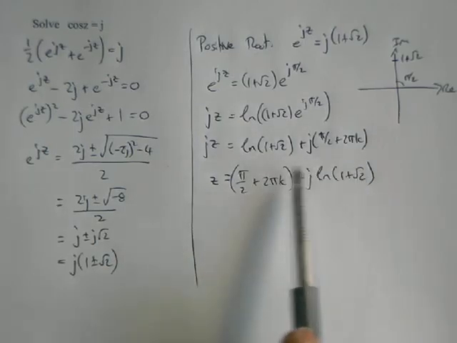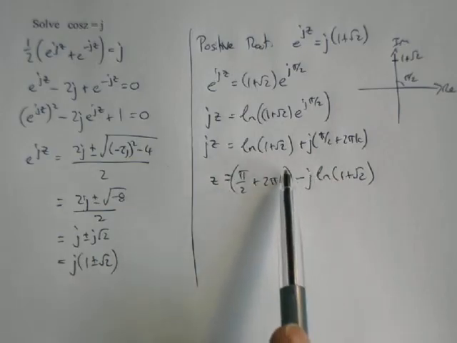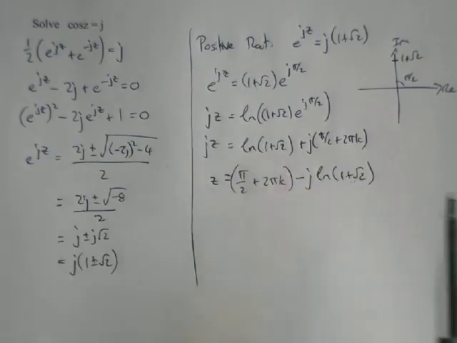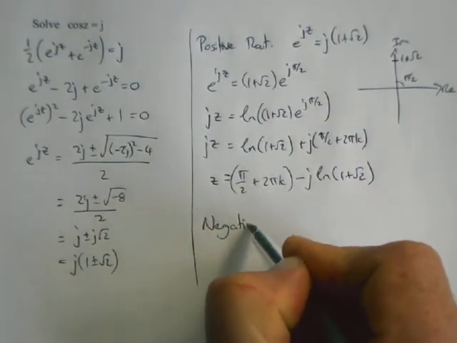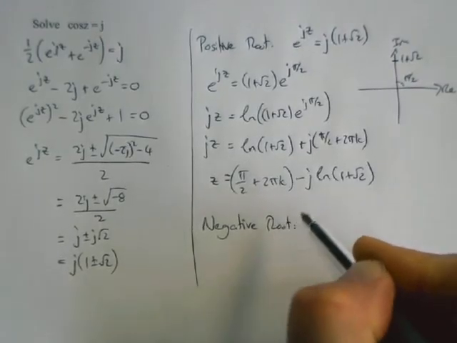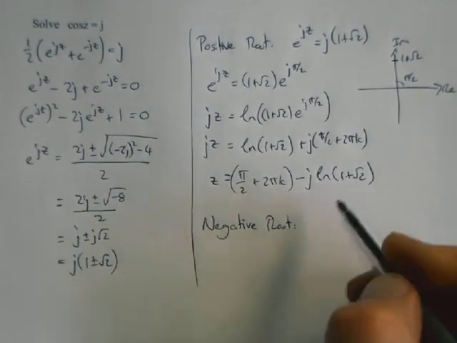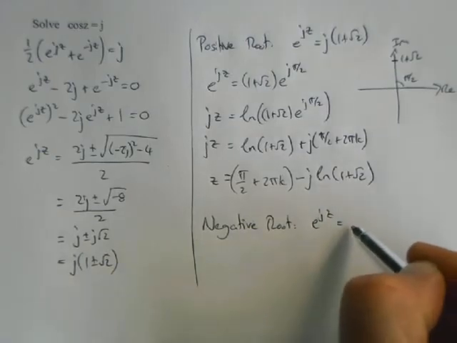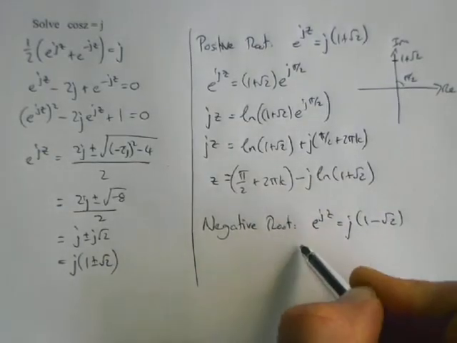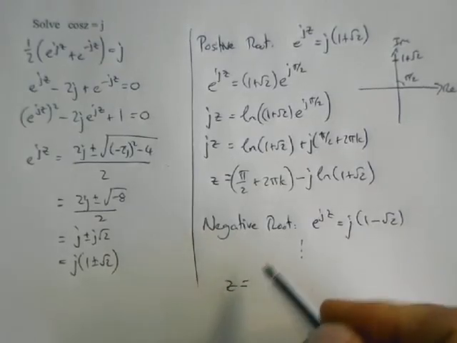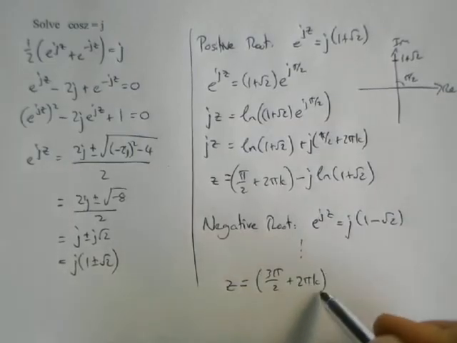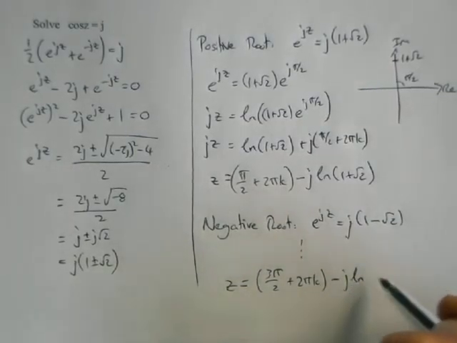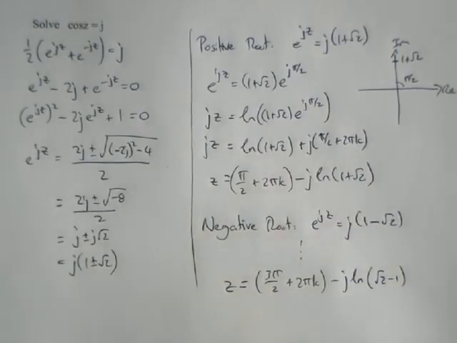These are purely good, solid, rectangular complex numbers: there's a real part and there's an imaginary part. Then you want to repeat the whole process for the negative root, which I'm not going to go through, but I'll give you the answer so you can check it. Starting from here with that minus, e to the jz equals j times 1 minus root 2, and following the same process, we should come up with z equals 3 pi upon 2 plus 2 pi k minus j natural log of root 2 minus 1. That's the negative root of the equation.